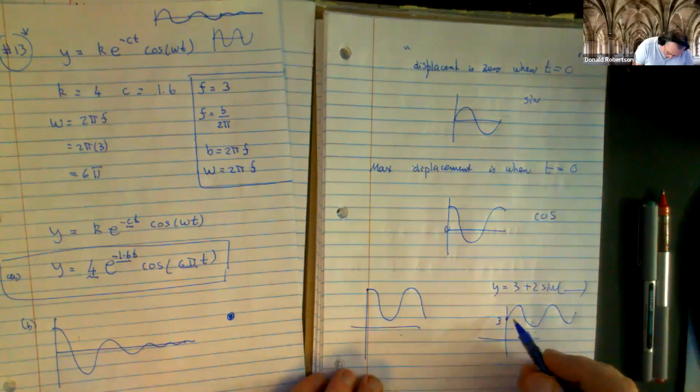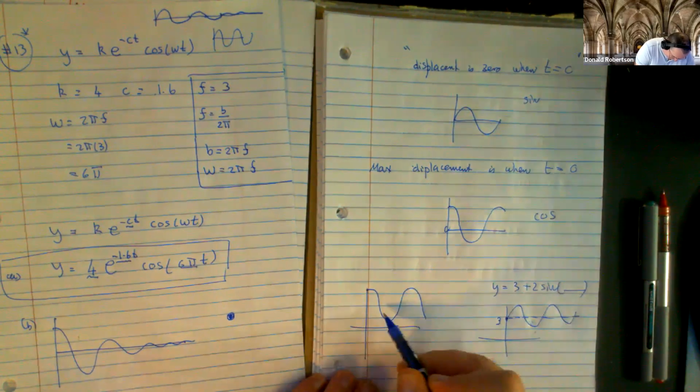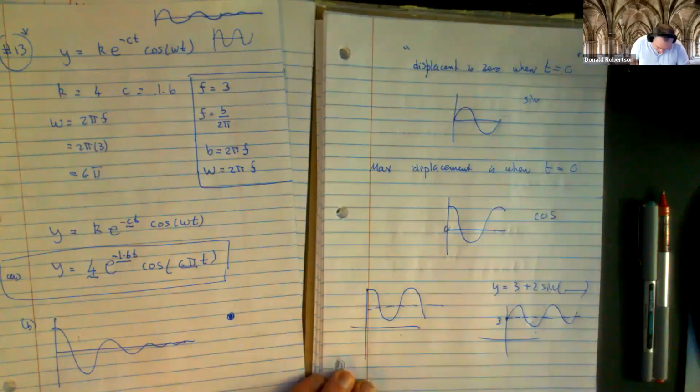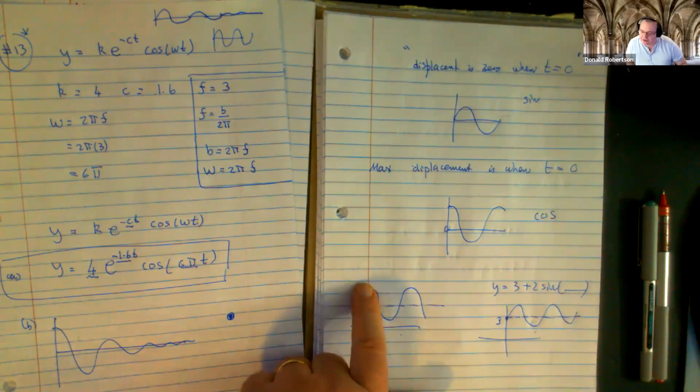Can you imagine a little invisible dotted line? Yeah. You see how that one starts on the dotted line and this one starts above it.